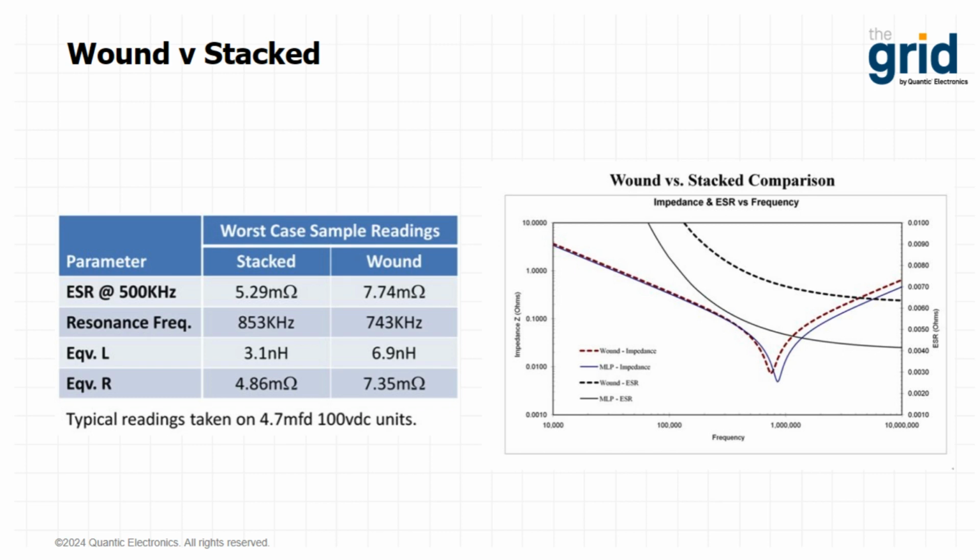Let's look at a real comparison here. In practice, how significant are these differences? Here's a comparison between a wound versus MLP cap. Both are 4.7 microfarad and 100-volt rating. You can see in the graph here on the right, the wound versus stack comparison. The resonant frequency of the stack capacitor is about 1 kilohertz higher. If you think switching applications, that's actually very significant. Inductance is reduced by almost half. ESR is about 33% compared to wound. So these are very significant differences that we're talking about here.